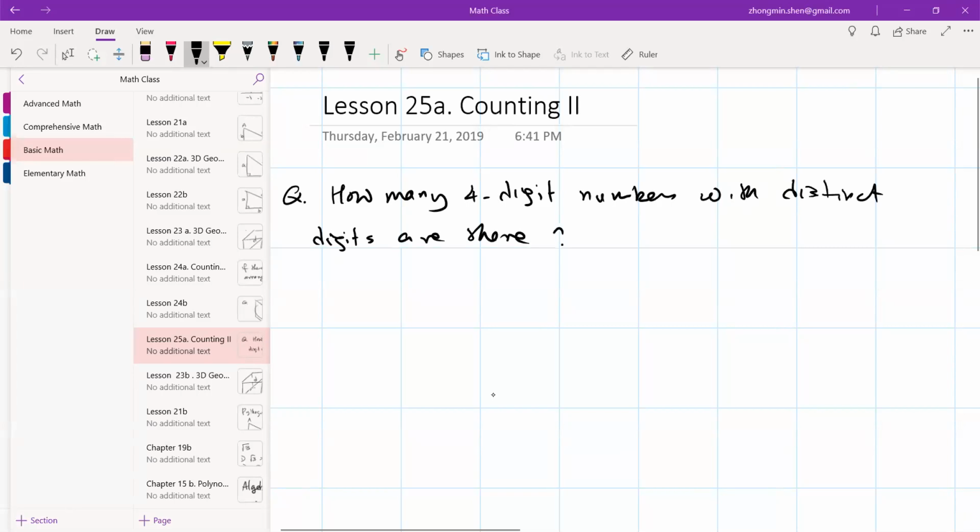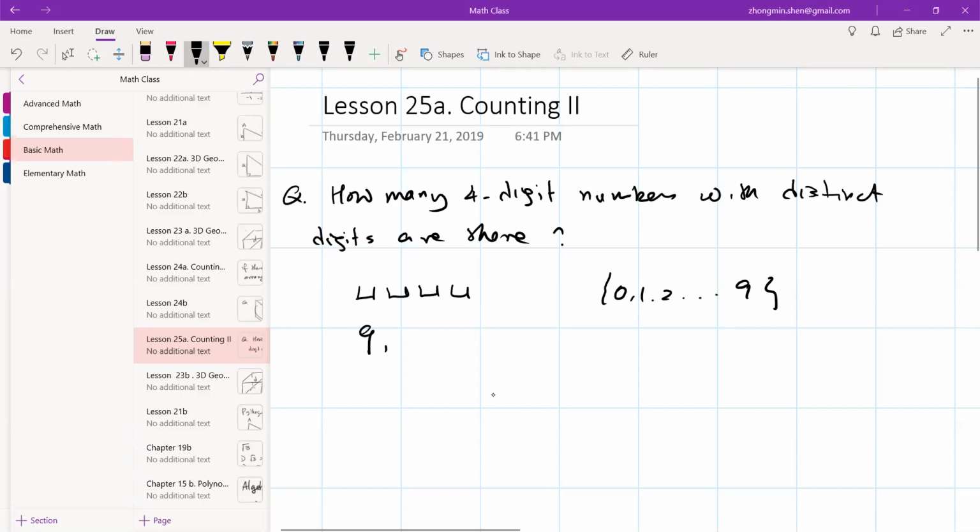How do you know the answer? I don't need you to multiply this out. I just want you to write the answer as a product. So the idea is, how do you write a four-digit number? You write down the digits one by one. The digits you can use are the 10 digits. But for the first one, you can only have one of nine choices, from 1 to 9. So you have nine choices.